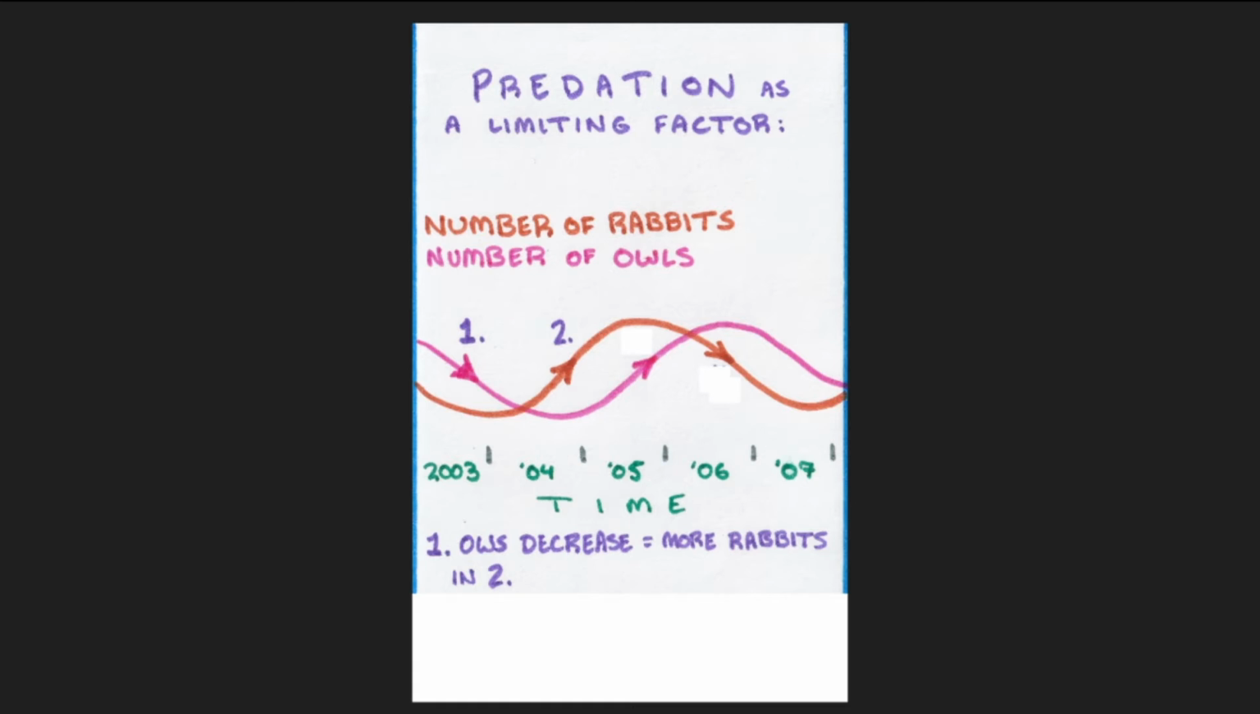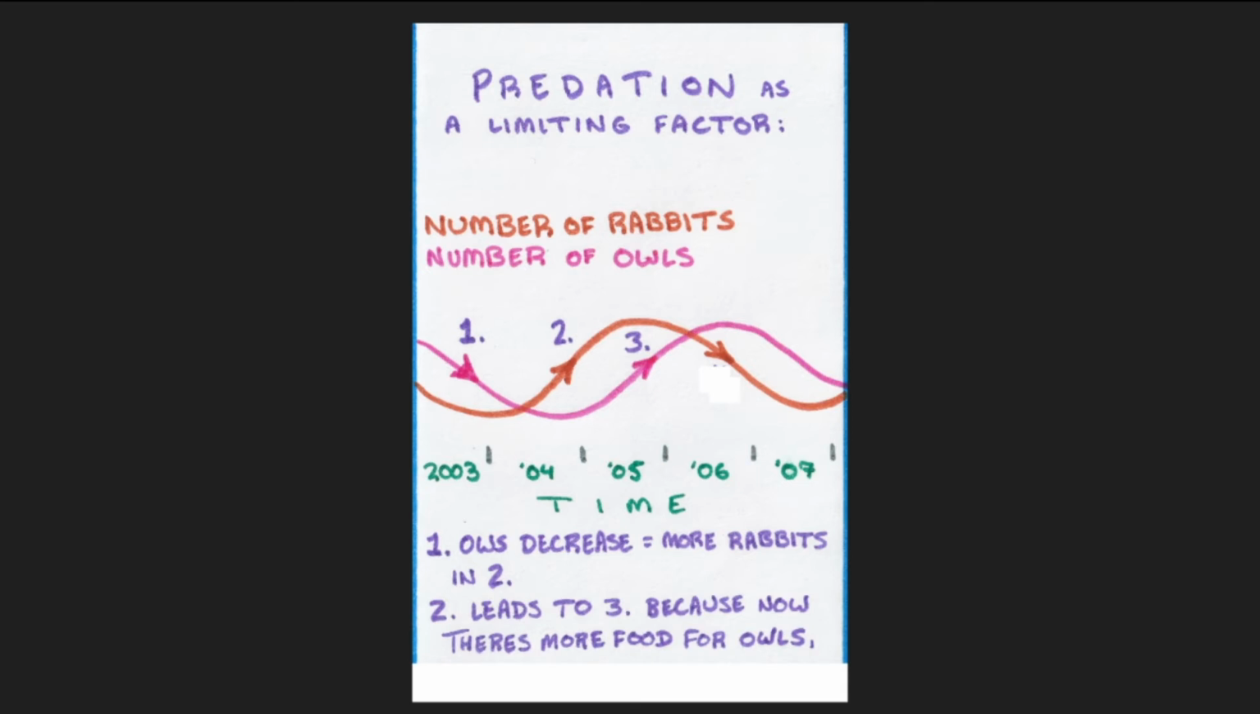Area number 1, right in the middle of 2003, the owls are decreasing. There's just not a lot of owls in the area. Well, if there's not a lot of owls in the area to eat the rabbits, then that means there's not as many limiting factors keeping the rabbits from growing. And as you guys know, it doesn't take a lot for rabbits to breed. And so the number of rabbits starts to increase, which is what number 2 is. You see in the middle of 2004 going into 2005, the number of rabbits is increasing because there's not a lot of owls to eat them.